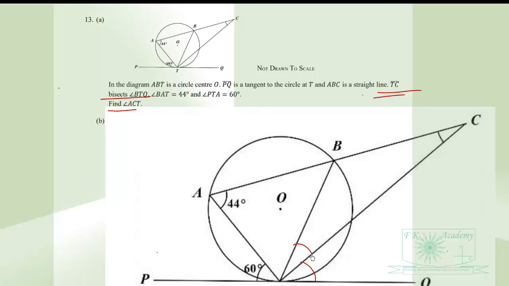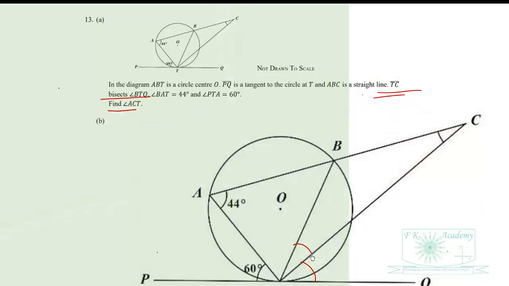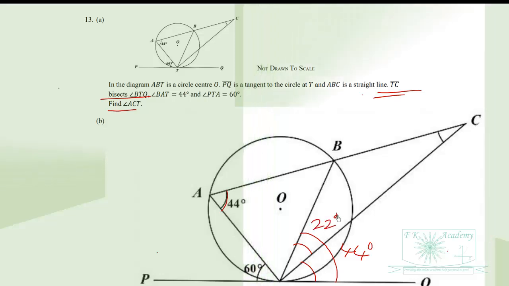Now we were told that we are supposed to find angle ACT. We were given that angle BAT is 44 and angle PTB is 60 degrees. So remember that the whole of this angle here should be equal to the angle here, which is 44 degrees. So if this line TC bisects angle BTQ, then this one should be 22 degrees.